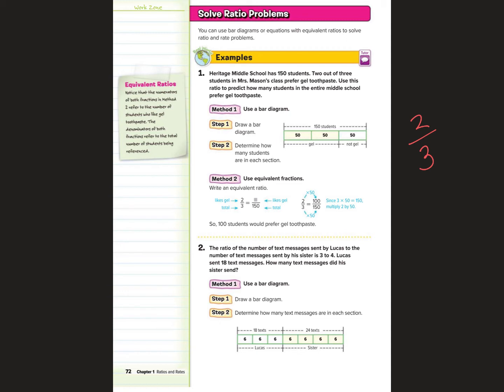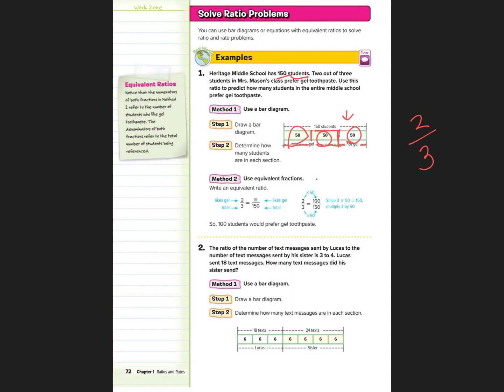Method 1, we could do a bar diagram. So there's 150 students. We knew if we broke it into 3 equal pieces, 2 out of the 3 would choose gel and 1 would choose not gel. So I think, okay, how can I divide 150 into 3 equal pieces? 3 fifties. So this would show us that 100 students prefer gel, 50 students prefer not gel.